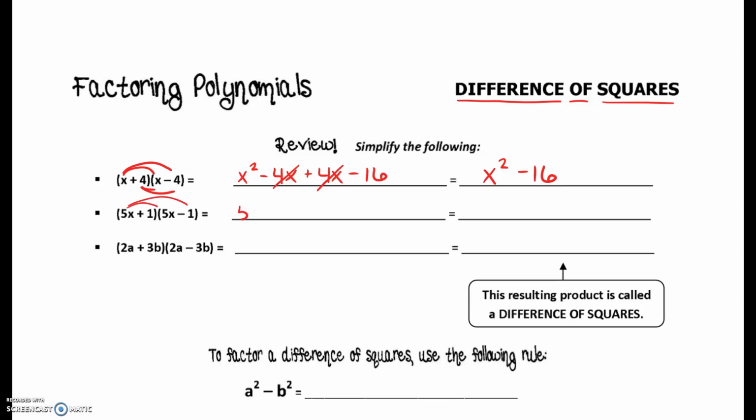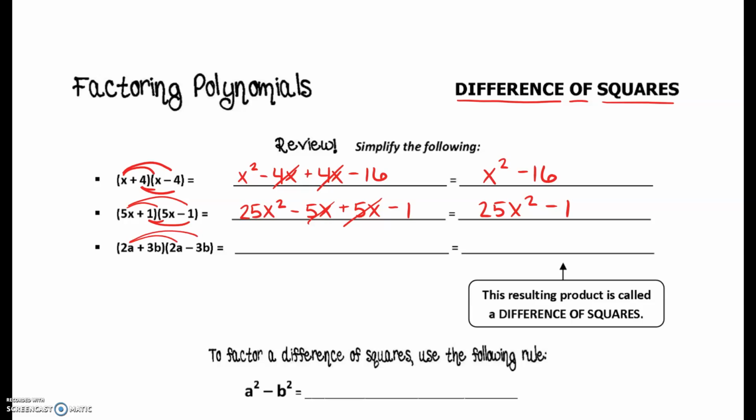Same idea here in the second one. Multiply 5x and 5x, you get 25x to the second. Multiply 5x and negative 1, you get negative 5x. Multiply 1 times each piece, gives you a positive 5x and a negative 1. Again, you'll notice the middle terms cancel and you are left with 25x squared minus 1.